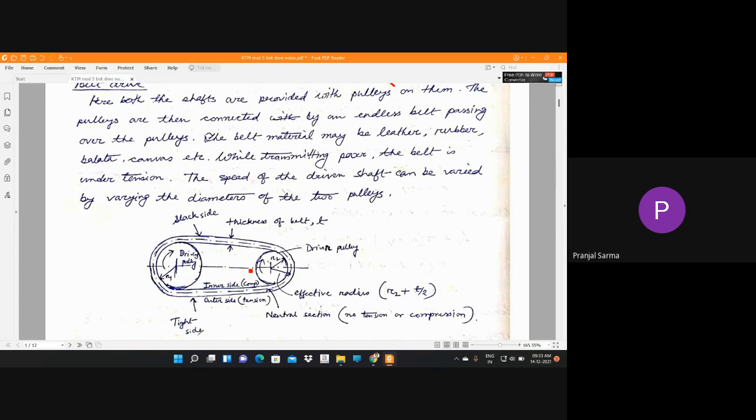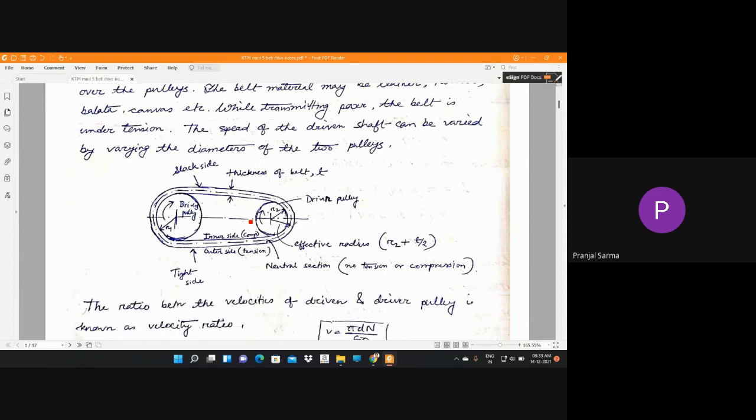Now, while transmitting power, the belt is basically under tension. That's why it can actually transmit motion and power. As we have been saying in the previous case, as in the gear drive also, the velocity ratio, or ultimately the output, is obtained in the driven or output shaft. The speed of the driven shaft can be varied by varying the size, or ultimately the diameter, of the two pulleys.